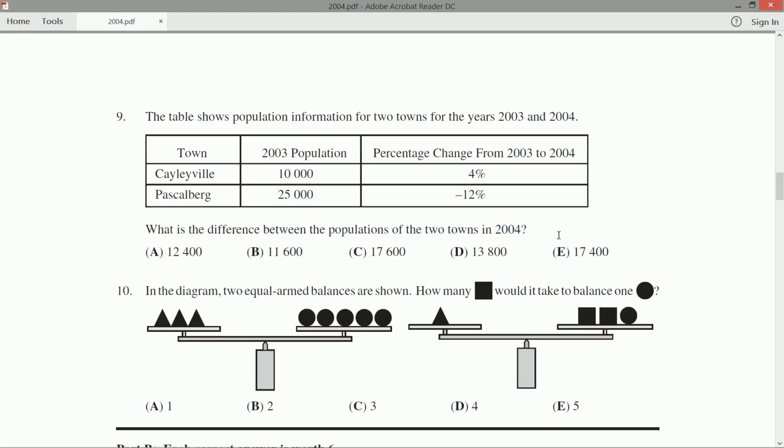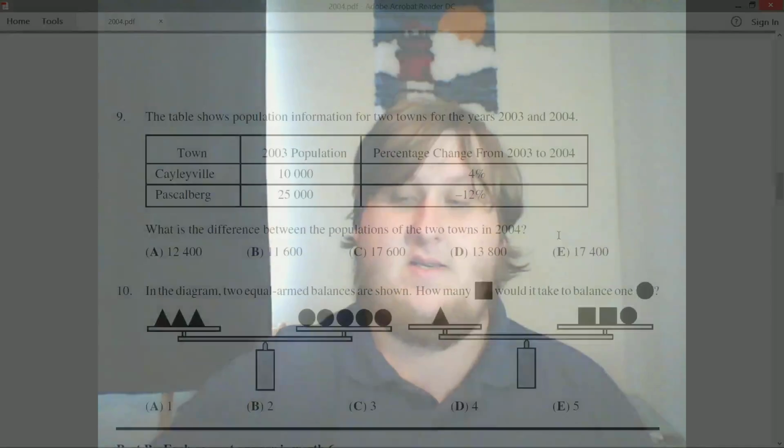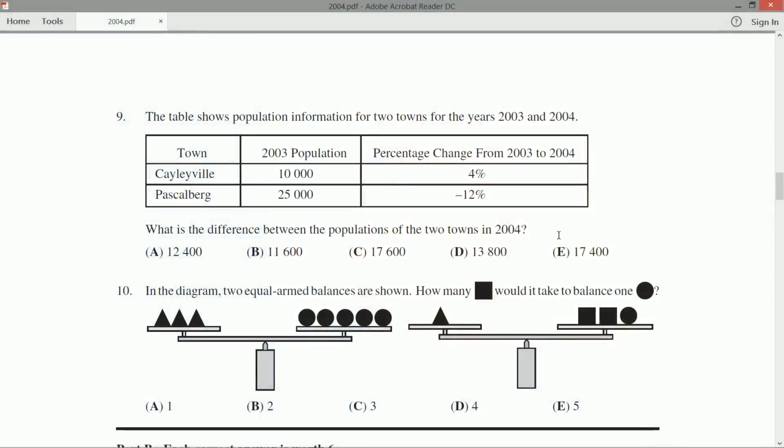Alright, so I can think of 2 ways to do this, they're very similar. They both involve percentages. One way you can do it is, okay, we've got the population 10,000 for Cayleysville, figure out 4% of that, and then add it on. And that's fine. Then figure out 12% of 25,000 and take that away from 25,000. And then whatever those populations are for 2004, take the difference. But the way I'm going to do it sort of combines this, and if you're not aware of it, it's a good, slightly faster way to do these things where somebody's telling you it's an increase of 4%.